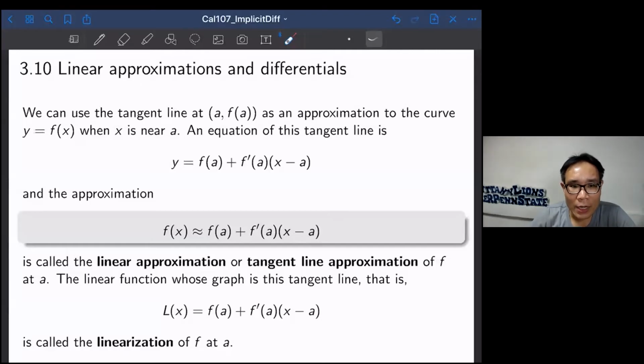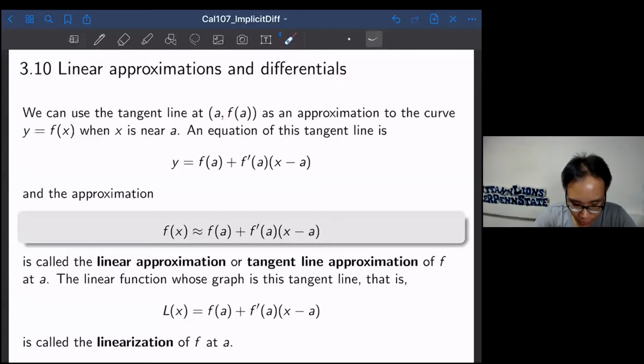Okay, we are now in the final topic for chapter 3. It's called linear approximation and differentials. The thing that we're going to do is use the tangent line at x equal to a.